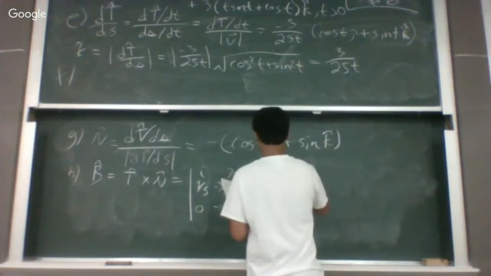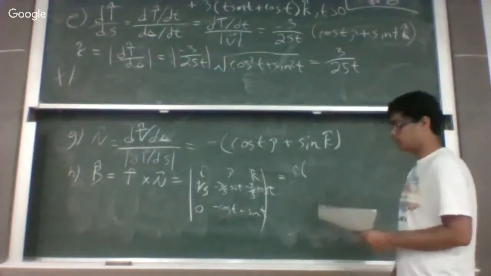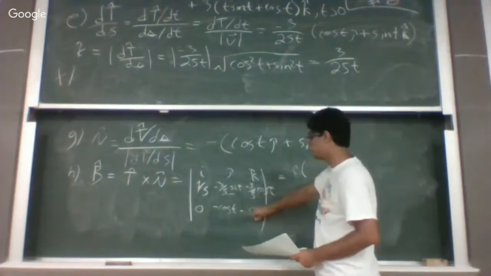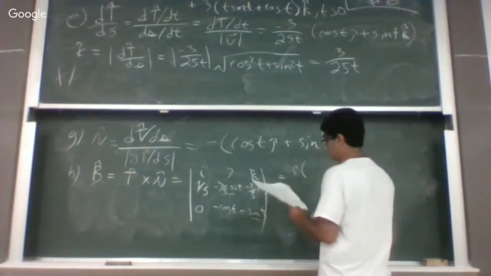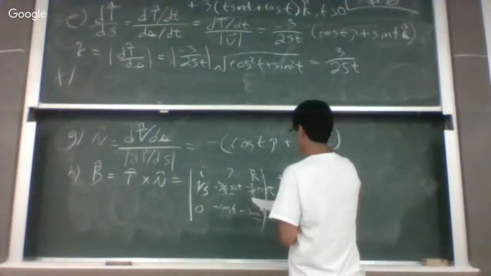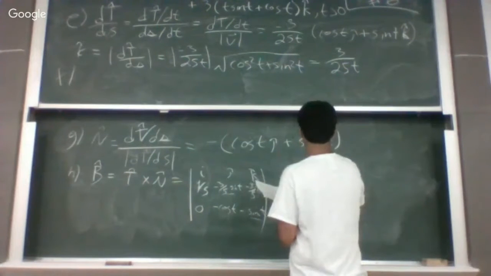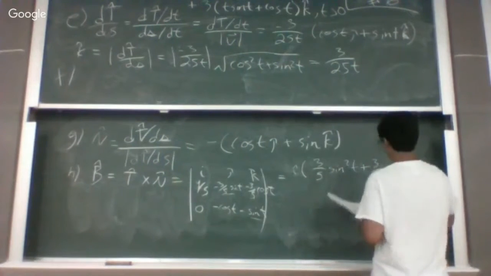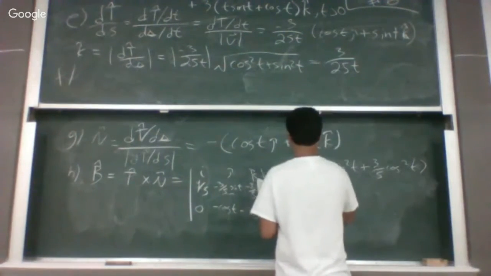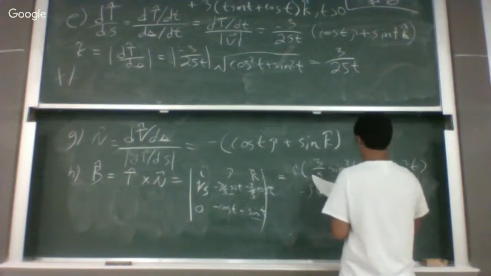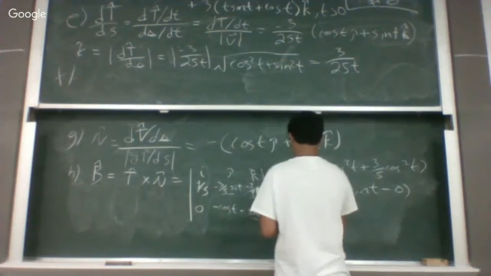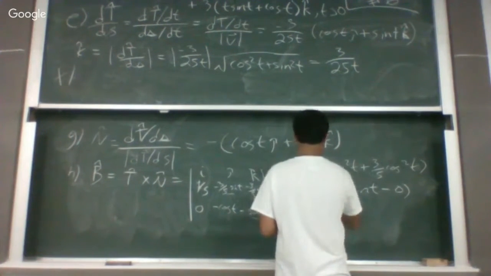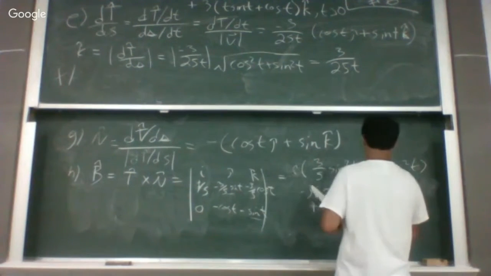So then our i component is equal to the cross product: the component here times the component in the lower right corner minus the other part. So we have 3/5 sine squared t plus 3/5 cosine squared t, minus the j component, which is negative 4/5 sine of t minus 0, plus the k component, which is negative 4/5 cosine of t minus 0.